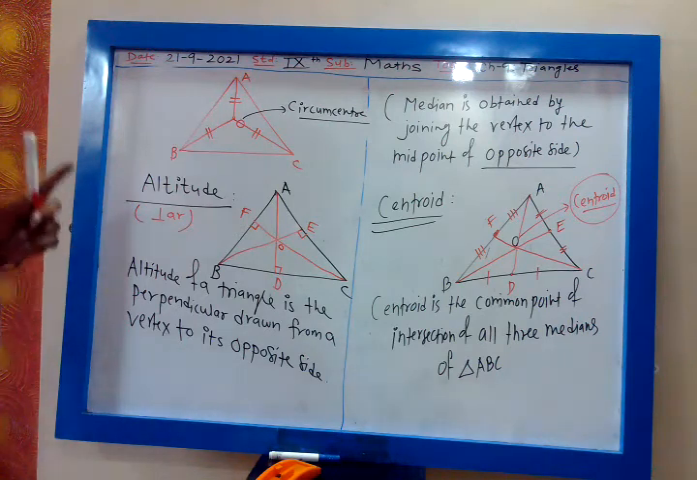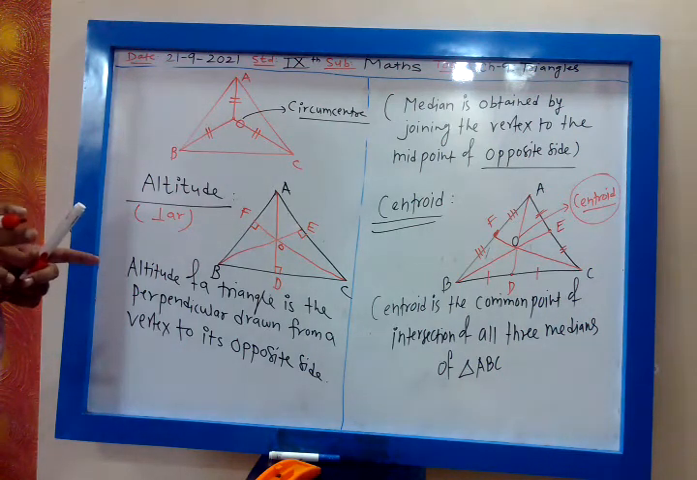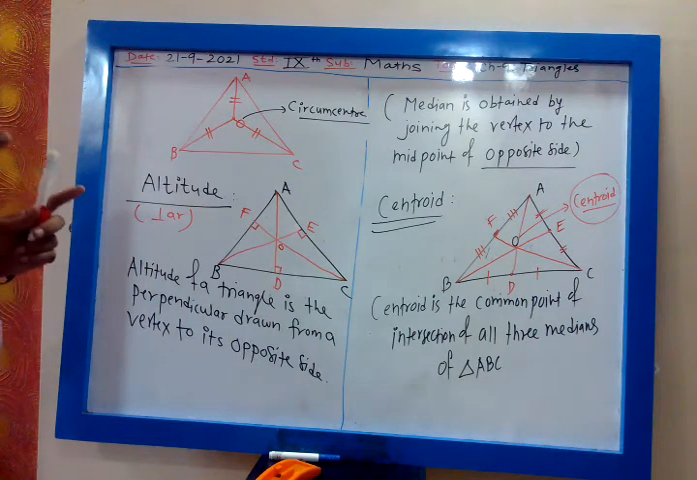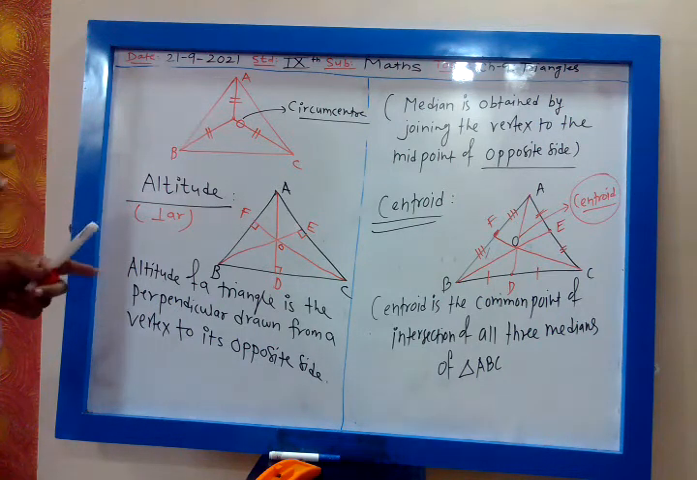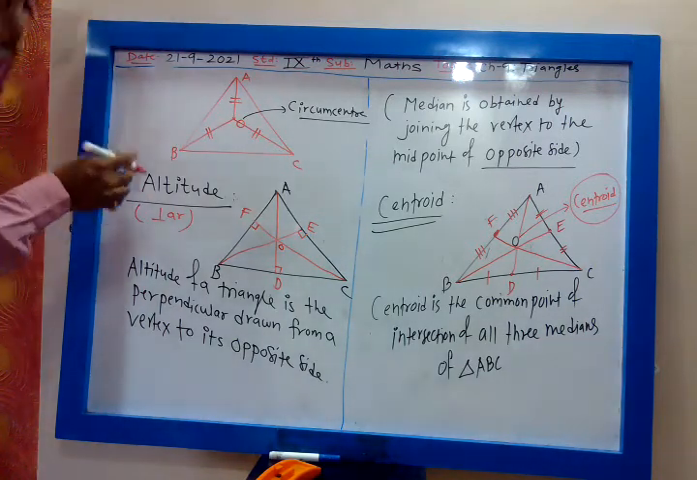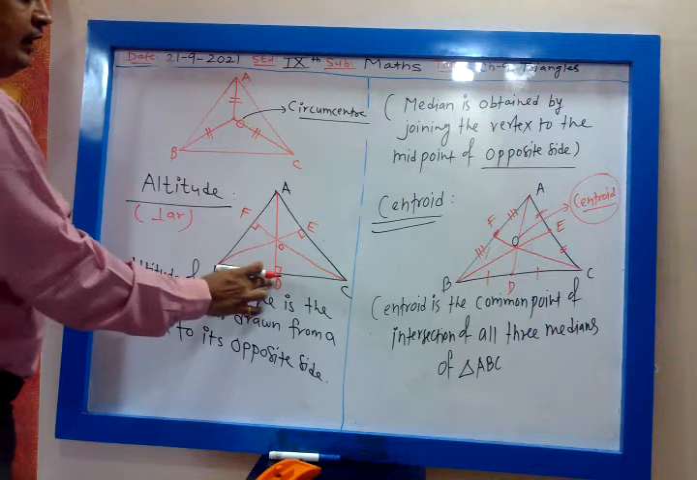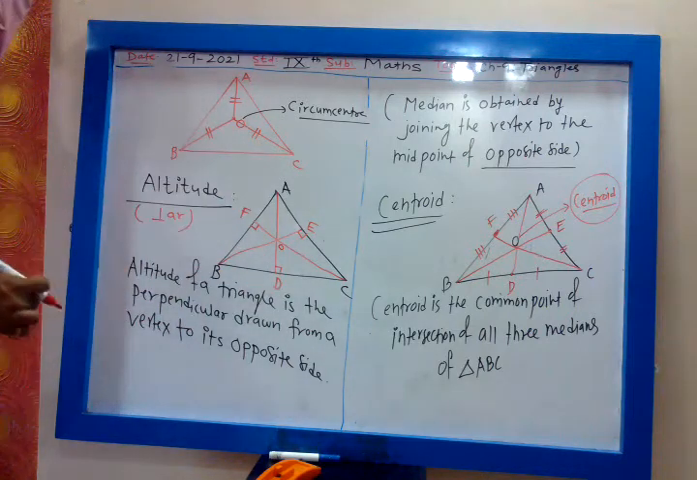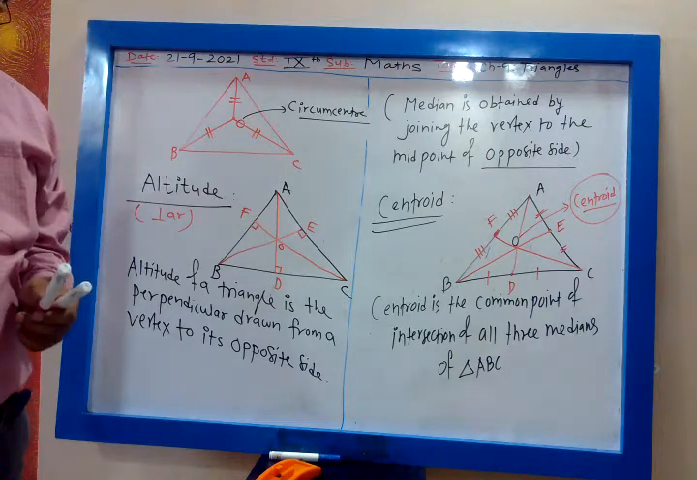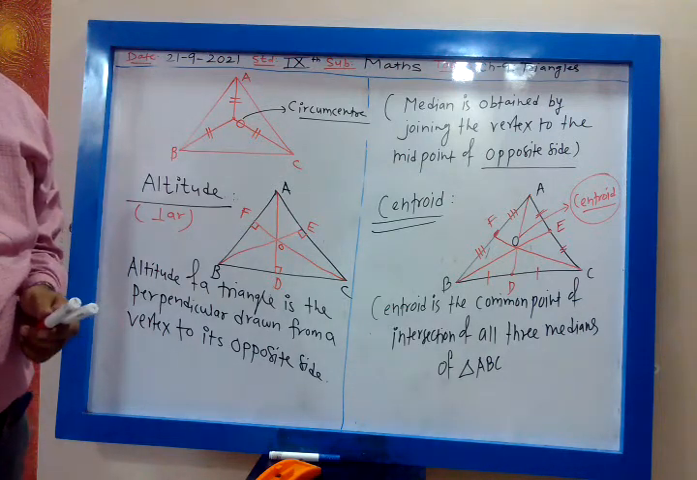Yes. So is it clear? Median is different. Median bisects the opposite side, whereas perpendicular is known as the altitude. Okay. Chalo, let me extend this. If BD is the same as DC, then what will we say? Then it is a perpendicular bisector.